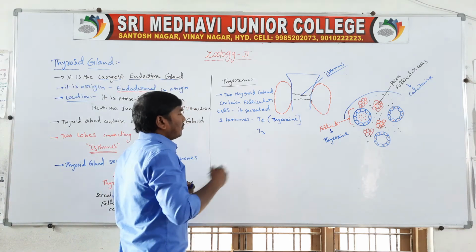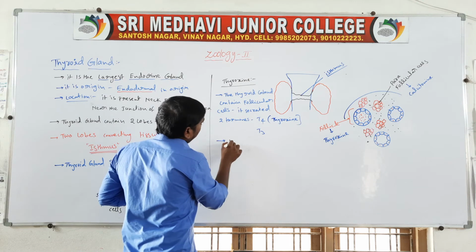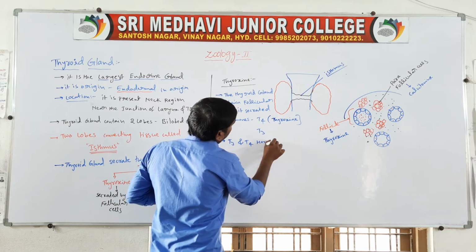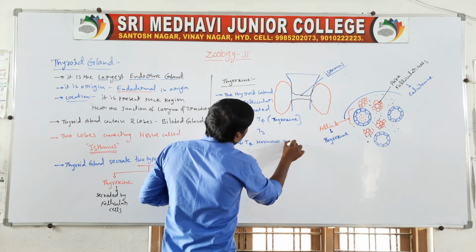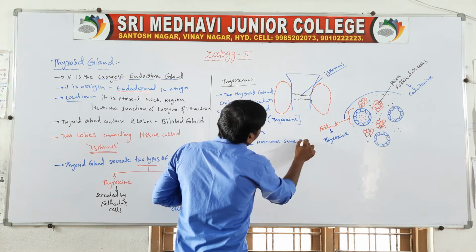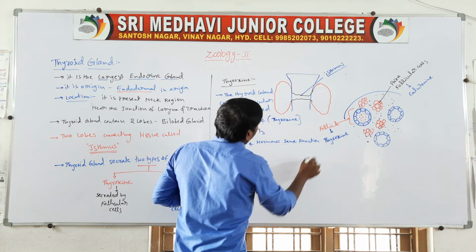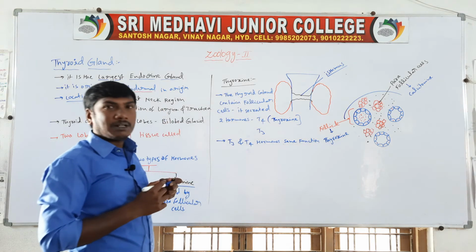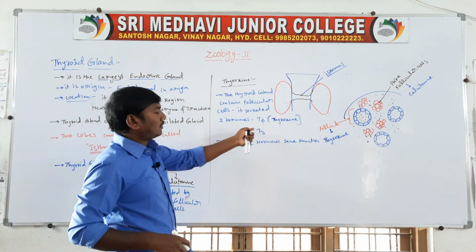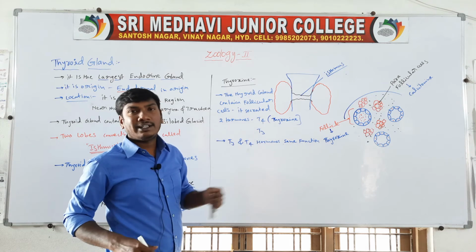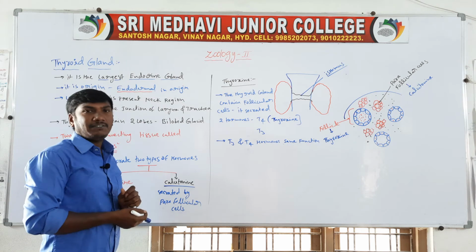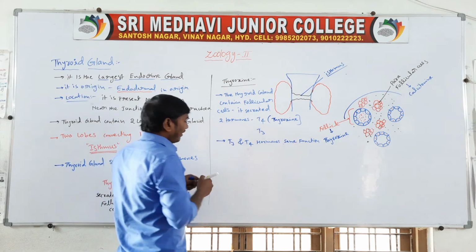These two hormones, T3 and T4, have the same function. They are tetraiodothyronine and triiodothyronine, and both have the same hormone functions.